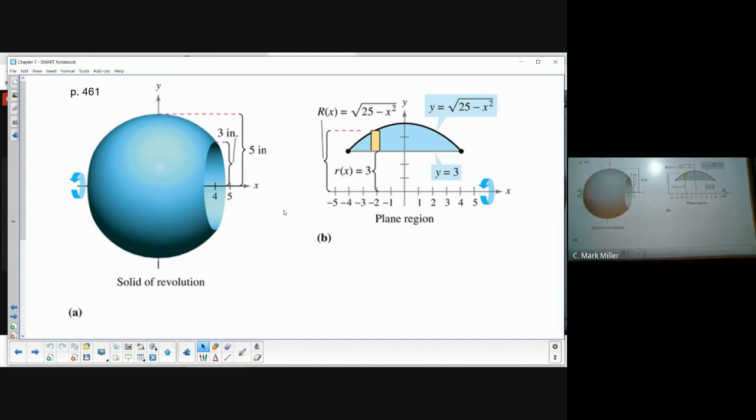However, that hole in the middle is also a revolved, quote, solid. It's not part of the green. It's empty. It's a revolved empty solid.